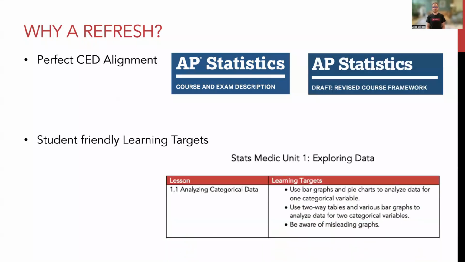Up next, we wanted to make sure that we had student-friendly learning targets. So the learning targets are not just for the teacher to know what needs to be covered in that lesson, but we also want the students to be able to know what should be covered in that particular lesson.